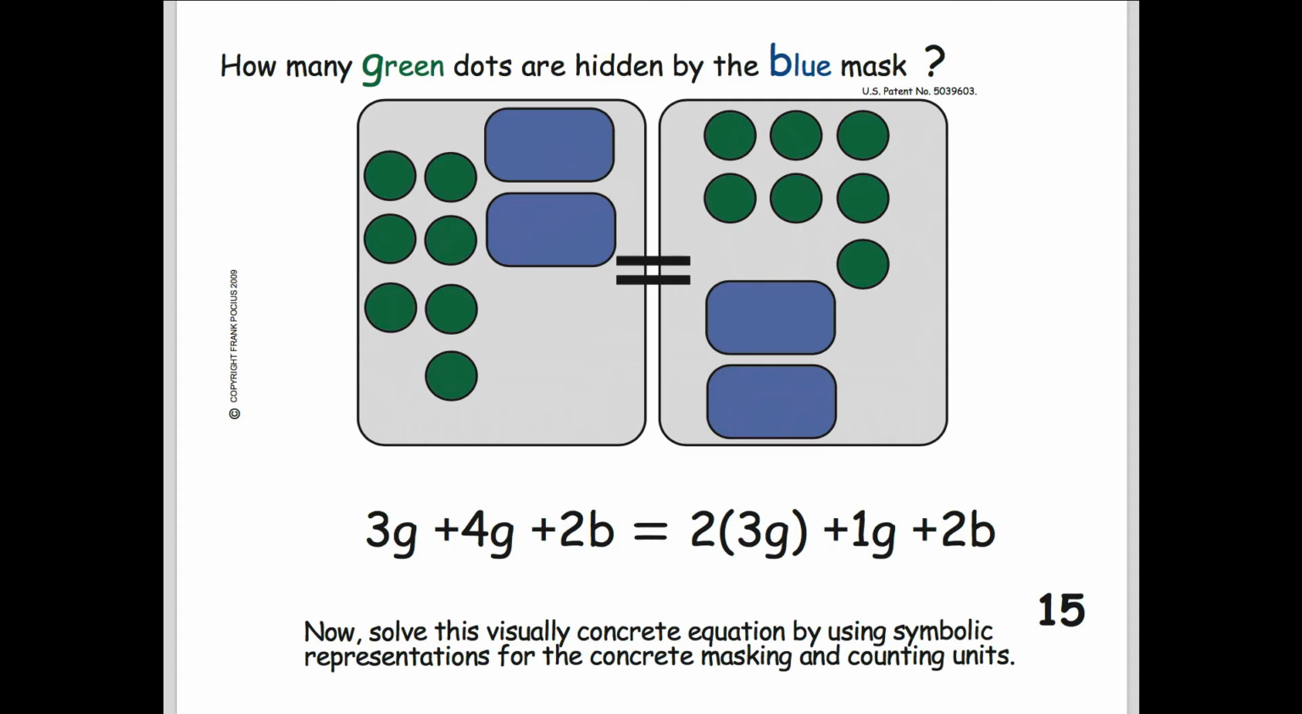Now solve this visually concrete equation by using symbolic representations for the concrete masking and counting units. If an equation is represented in only the notational form and with no prior concrete representation, then it would not be obvious whether the equation represented blue dots hidden by a green mask or green dots hidden by a blue mask. Which is the counting unit and which is the masking unit? The steps taken to solve the equation depend on knowing the identity of the masking unit.